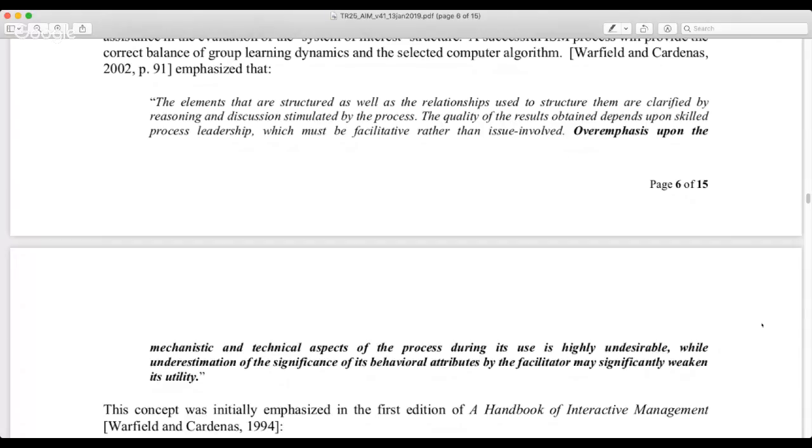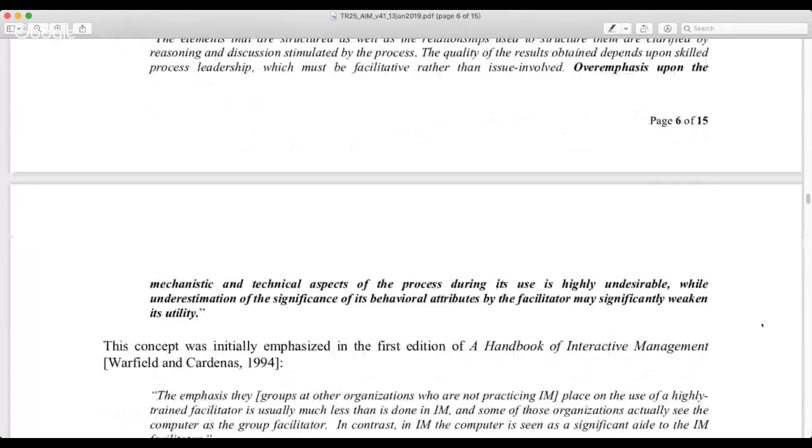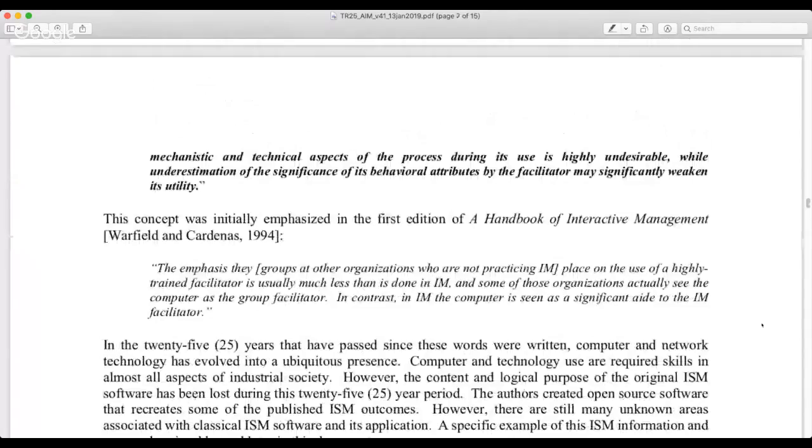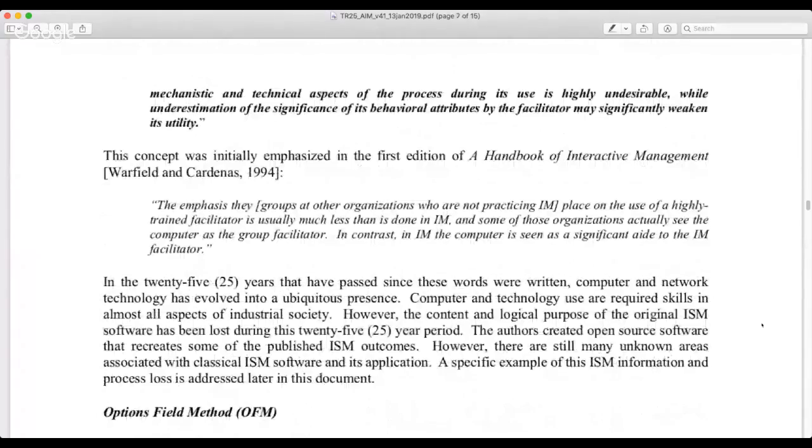So what we have here is we're applying some techniques, trying to increase the efficiency of the NGT technique and still maintain the benefits. And so there's a balance. You have to figure out where that specific value structure is. And of course, this concept was initially emphasized in the first edition of the Handbook of Interactive Management.